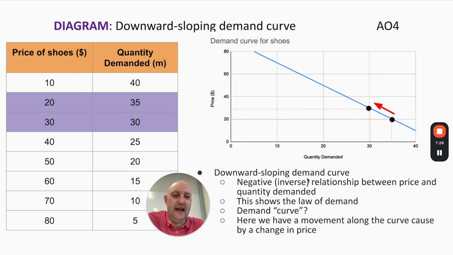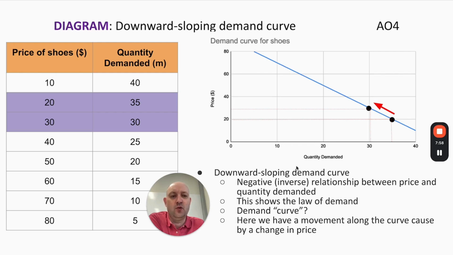We're going to call this a demand curve. Now, I know we often think of a curve as some sort of bendy line, but a straight line is actually a curve. It just means it's a curve with no curvature. So in economics, we often draw demand curves as straight lines just because it's easier than drawing a curve, but some books draw it as a curve. What we're going to see is a negative or inverse relationship between price and quantity demanded. Like we saw with the law of demand, as the price goes up, quantity demanded goes down.